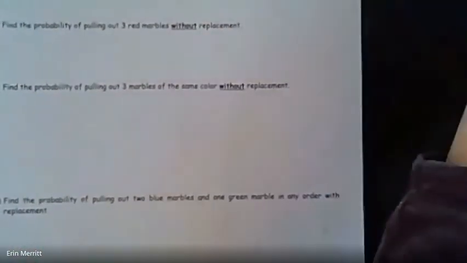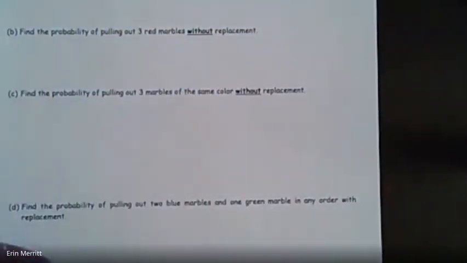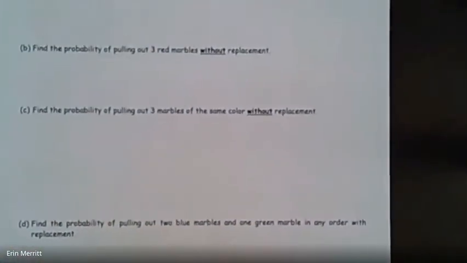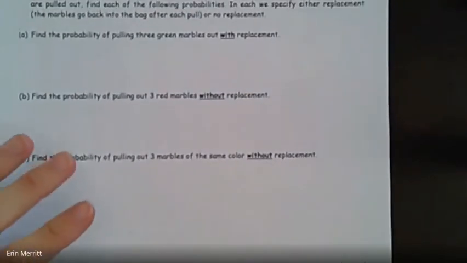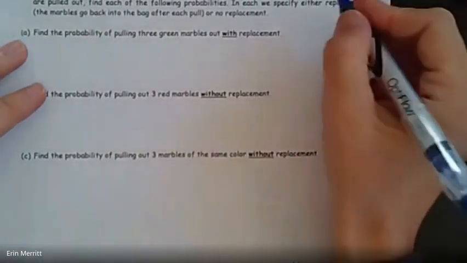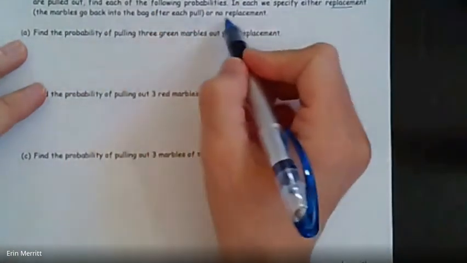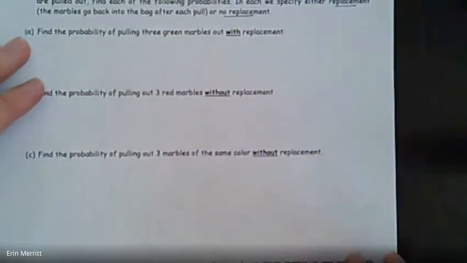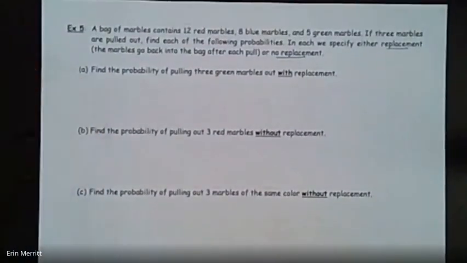All right, last page of notes. We're back to a bag of marbles here. We got 12 red marbles, 8 blue, 5 green. It's saying if 3 marbles are pulled out, find each of the probabilities. In each, we specify either replacement, that the marbles go back, or no replacement. So you have to think about how does that affect the independent versus dependent kind of status there.